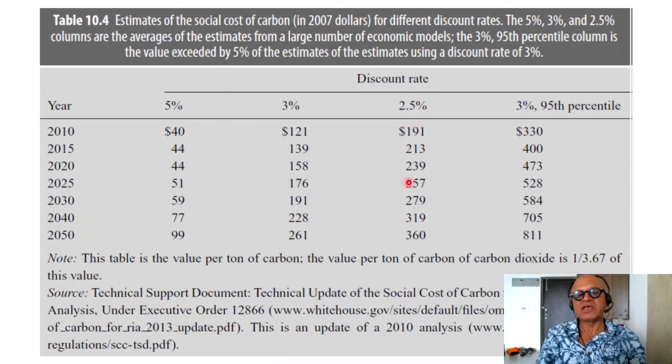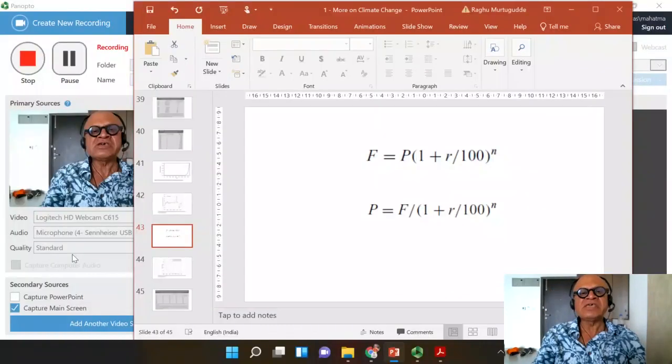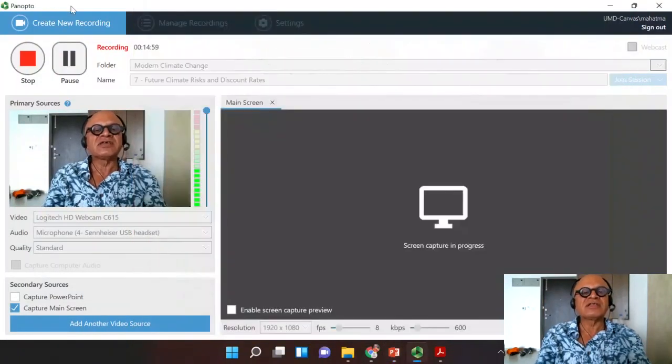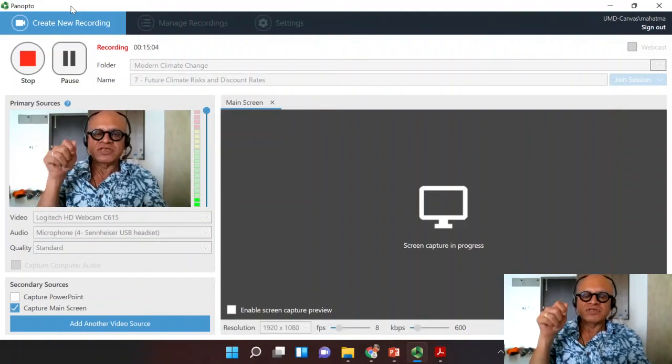So at 2.5% it would go up even more. The social cost of carbon would increase more, and the 95th percentile of the models that are projecting very high future social cost of carbon for the 3% discount rate go from average of 261 to 811 per ton by 2050. So the main thing you want to remember is that social cost of carbon is directly related to the discount rates, and this is often used as a knob to say what investment should be made now.